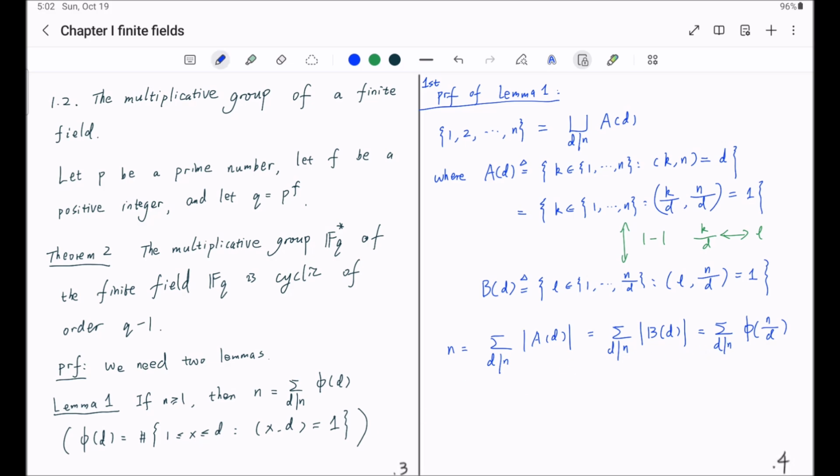And this last term is equal to, if you do a change of variable by replacing n divided by d just by d, we see that n divided by d being a divisor of n is equivalent to saying that d is a divisor of n. So by a change of variable, we see that the sum is precisely the sum of phi of d for d dividing n. And this proves the lemma.